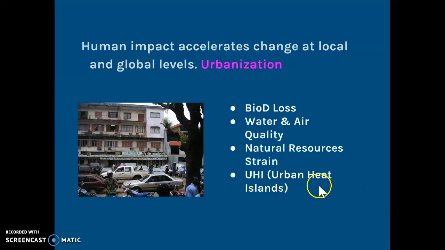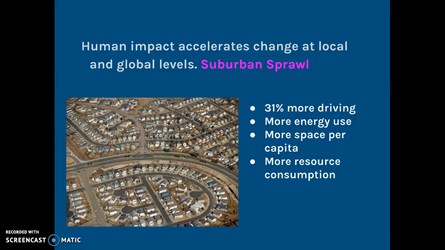difference in general temperatures. On the other hand, suburban sprawl is also going to have huge effects on local environments. Studies estimate that if you live in a suburban area, you're going to drive 31% more than your urban counterpart. You're going to have generally more energy use because you're taking up more space in the home, you consume more, you have more space per individual, not only space within an apartment versus a house, but space in land. You're going to take up more land in general per person, and of course there will be generally more resource consumption in a suburban area.